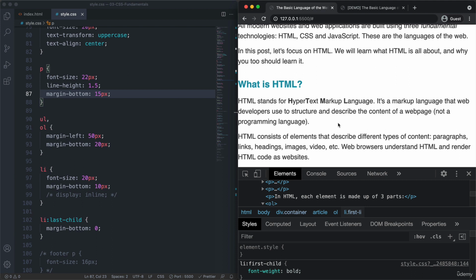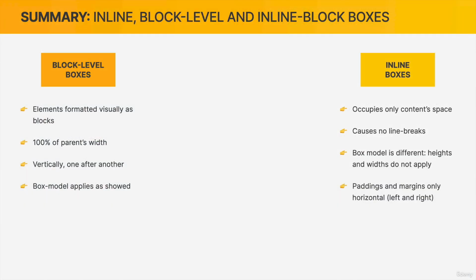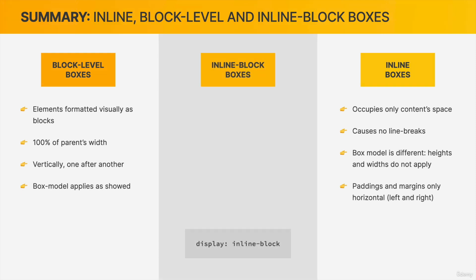Now, in many situations, what makes even more sense is to transform a block level element into something called an inline block element. So basically, that's a mix of inline and block level. Let's quickly check out what that means. Here we have a quick summary of both the block level and the inline boxes. We already know that, so we don't need to go over all that again. But then there's a third type of box, which is a mix between these two. And that is, as I said before, the inline block box.